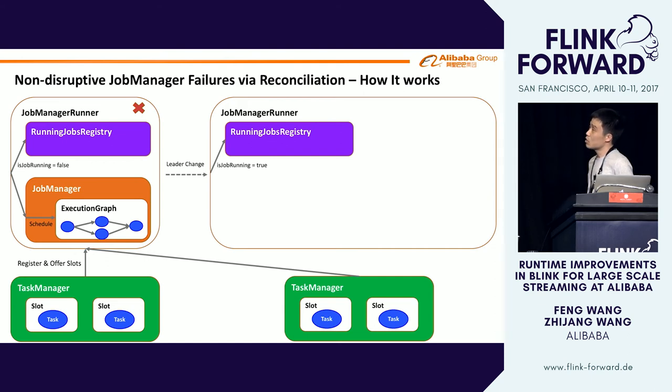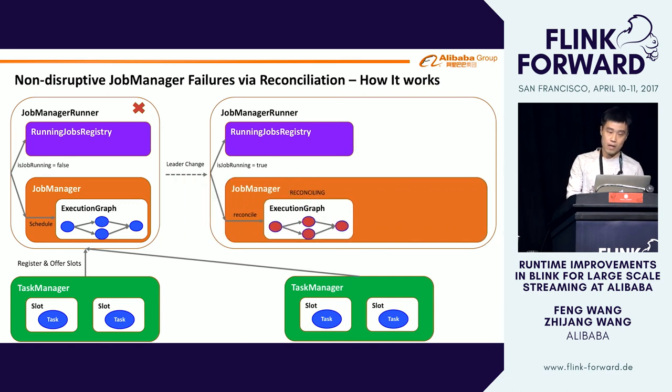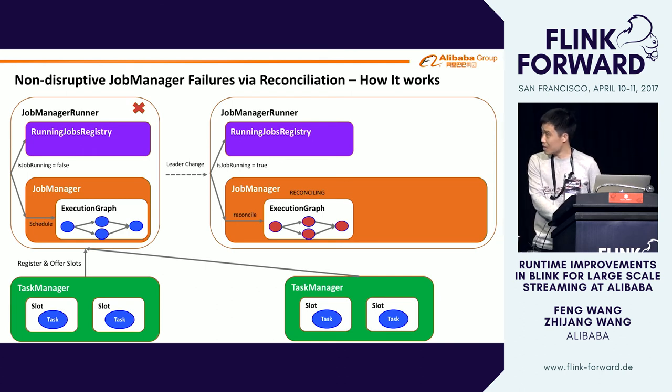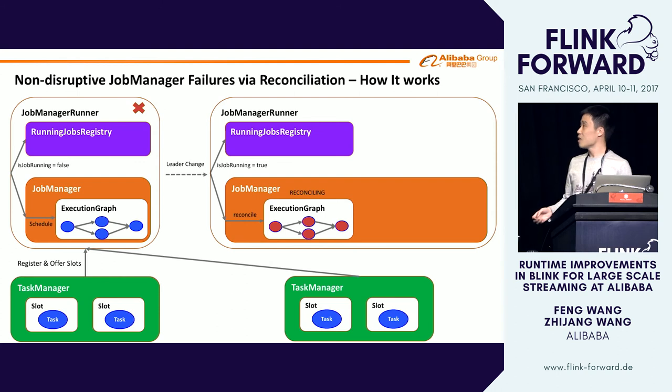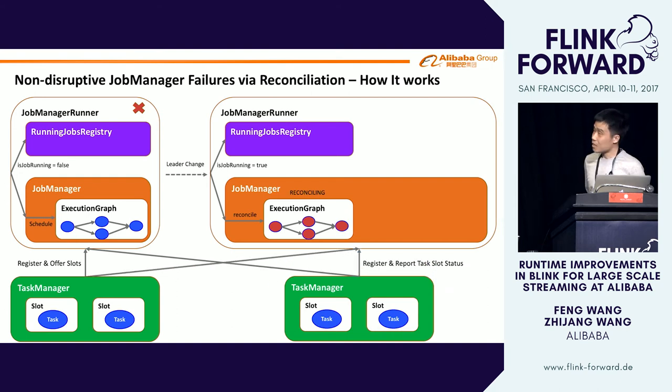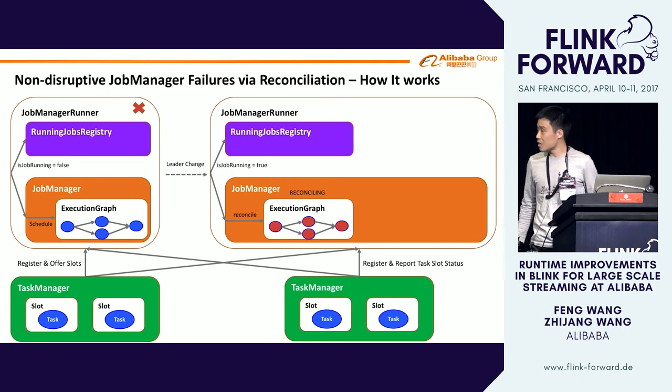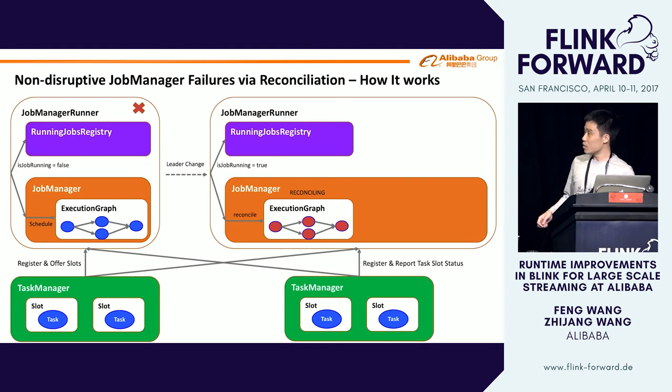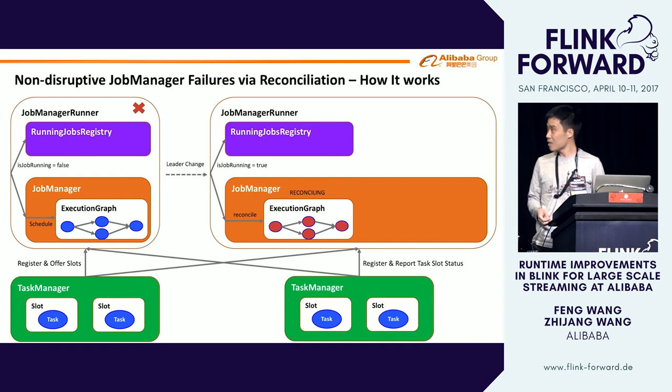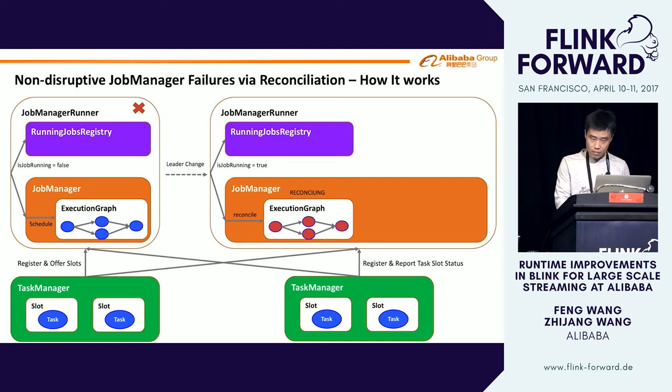First, it also needs to check the current job status. If the job is already running, then the job manager will reconcile the execution graph. That means the global state and all the execution states will transition to reconciling. The task managers will be notified of the new job leader. After registration succeeds, the task manager will report the current running task status to the job manager. The job manager will also wait for the task managers to connect and report task status, and then it will reconstruct the execution graph state from these reports.